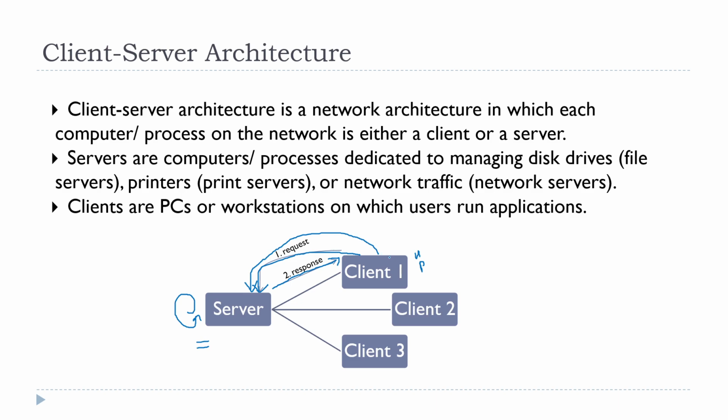So for that, again the client will send a new request, and the server will again respond with a new response. So basically, this is how the client server architecture works. Now, the same server can serve multiple clients. Client 1, client 2, client 3, there can be n number of clients which are requesting the same server, and the server is responding to every client based on the request that the client has made. So, this is the client server architecture.